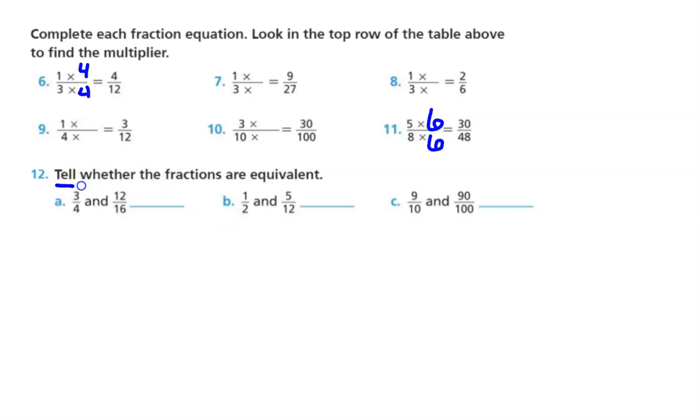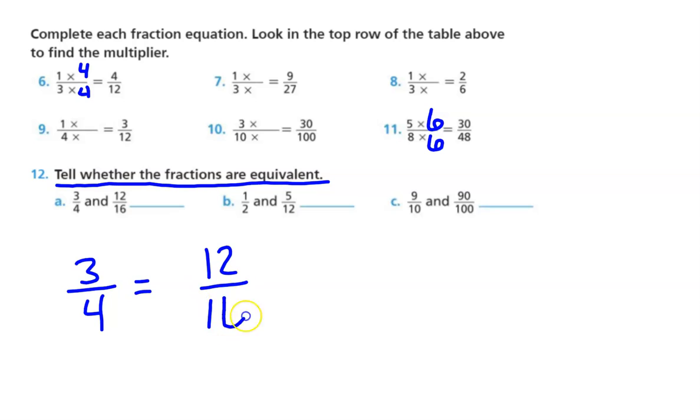Okay, so then let's look at one. This is asking you the same thing as before. Tell whether the fractions are equivalent. All you want to ask yourself is how do I get from 3/4 to 12/16? And if I end up multiplying by the same number on the top and the bottom, then that means that they're equivalent.